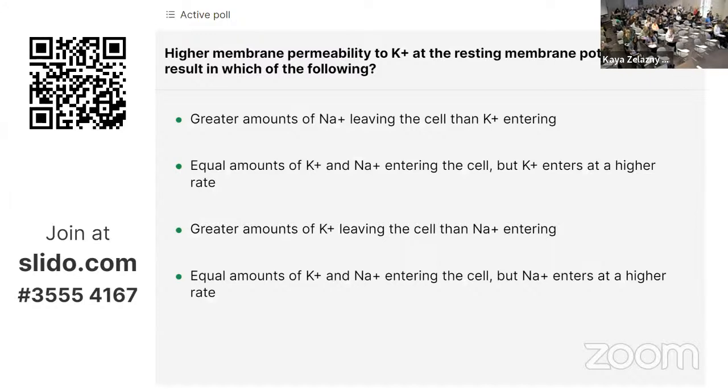Brings us to our next question. Right, so just said that we have high membrane permeability to potassium. We have a higher membrane permeability to potassium at our resting membrane potential. What is that going to mean for the movement of our ions?